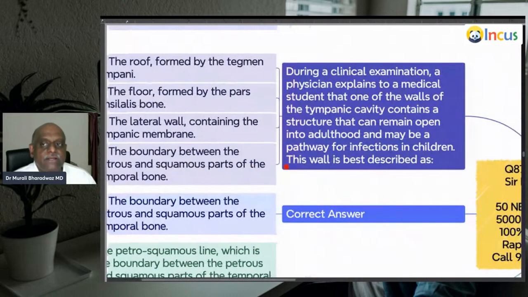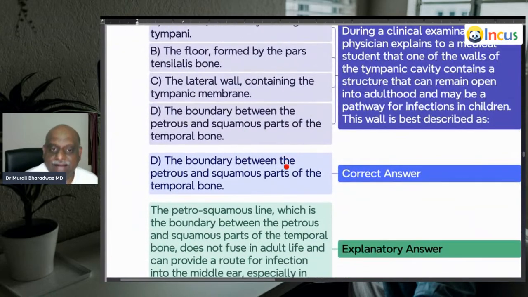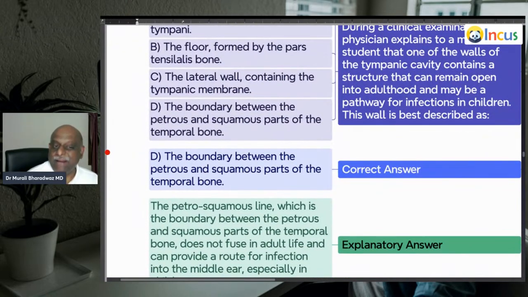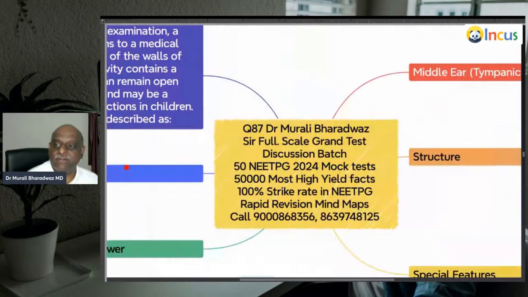During a clinical examination, a physician tells a student that the tympanic cavity contains a structure that can remain open into adulthood and may be the path for infection in pediatric years. Where is that? The boundary between the petrous and squamous parts of the temporal bone.